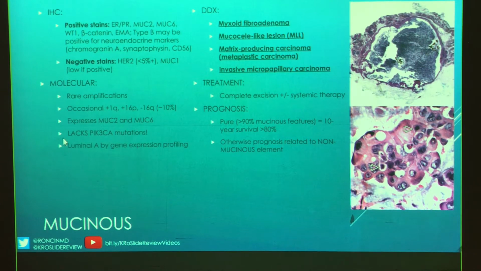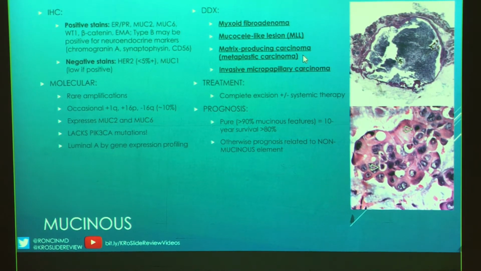But honestly, the molecular is not too helpful. Usually you can diagnose these on morphology alone. Okay, so mucosal-like lesions. So this is what we're going to call it if we have a biopsy or if it does not meet criteria for mucinous carcinoma.